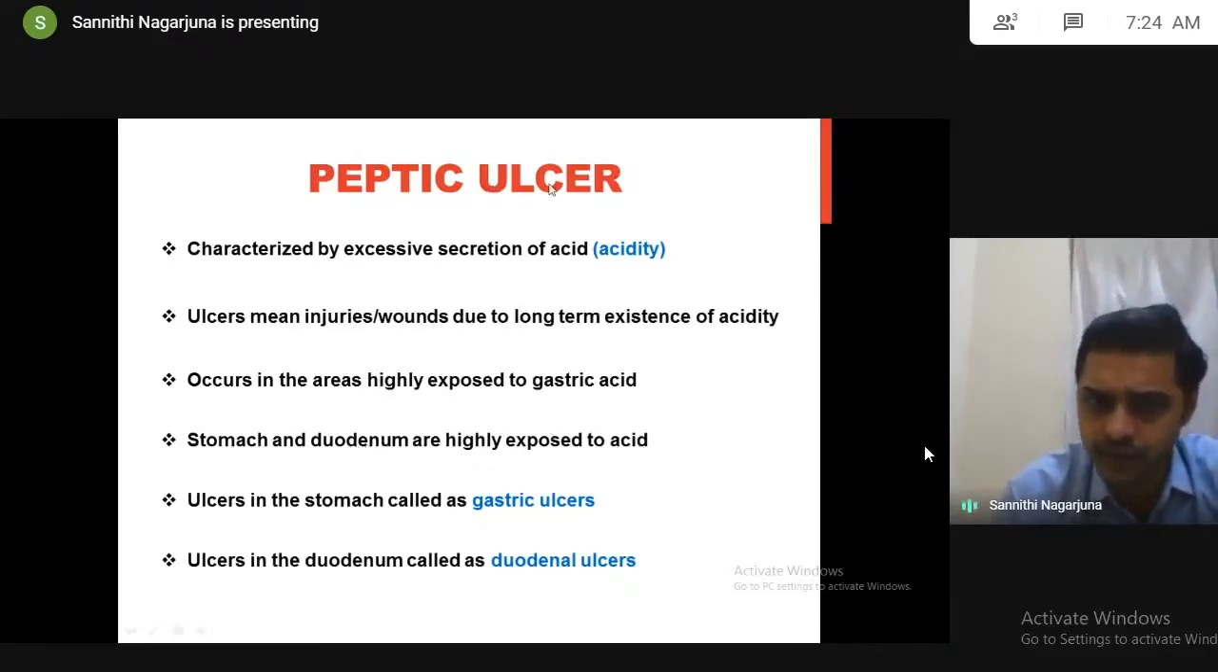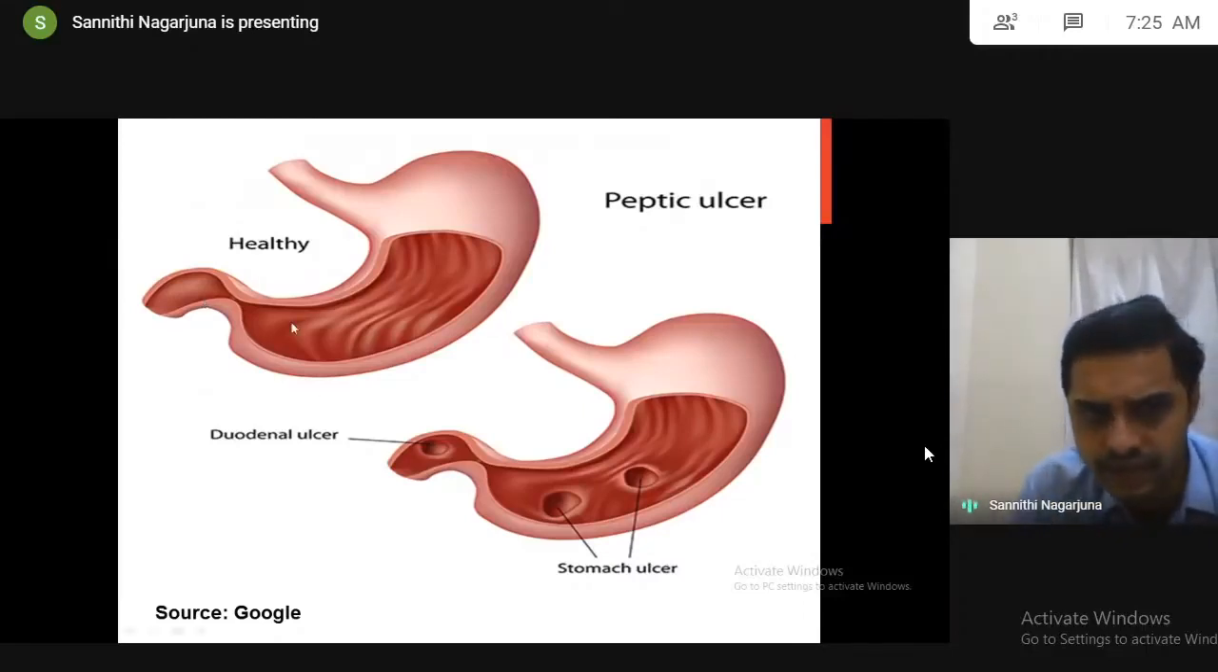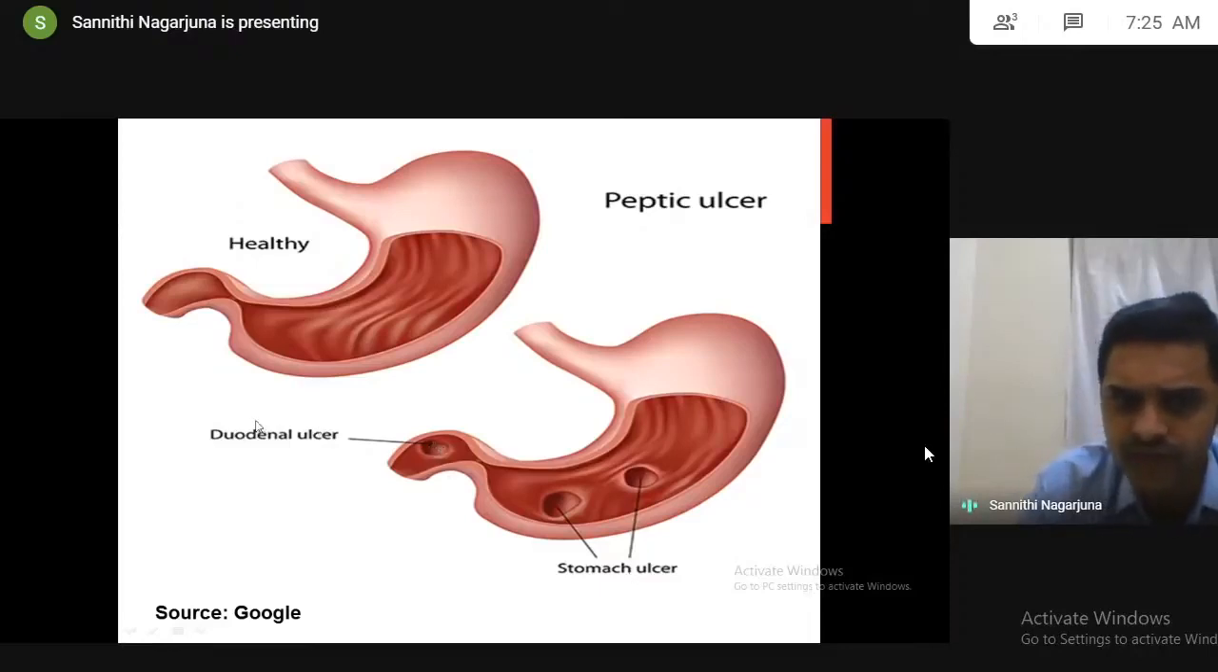So usually peptic ulcer is of two types based upon the location. The ulcers in the stomach are called gastric ulcers and the ulcers in the duodenum are called duodenal ulcers. Got it now? Let us see the same thing here. This represents the formation of ulcers in the parts of the GIT. See here, this is a normal stomach. Some wounds, lesions, erosions take place in the stomach, which are called stomach ulcers, gastric ulcers. The wounds in the duodenum are called duodenal ulcers.